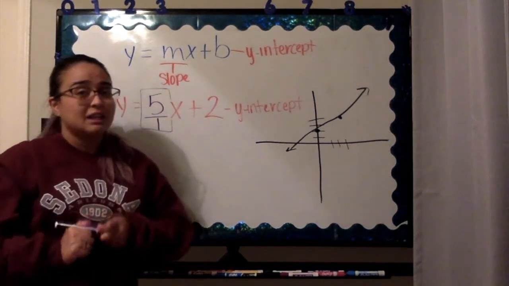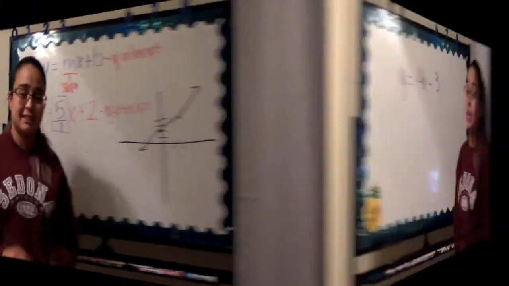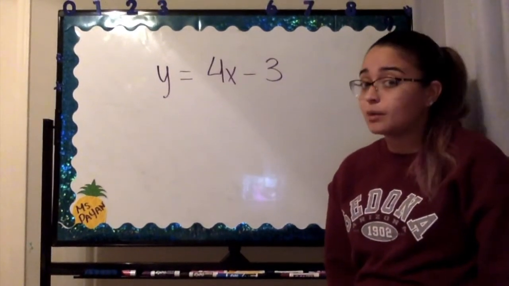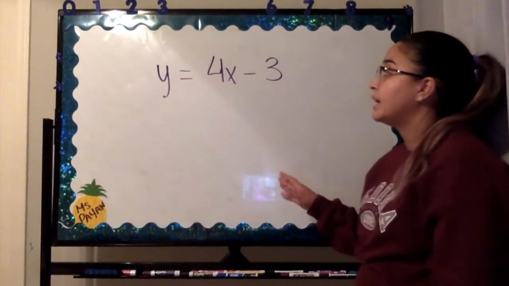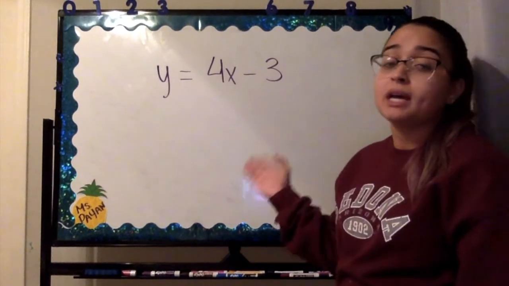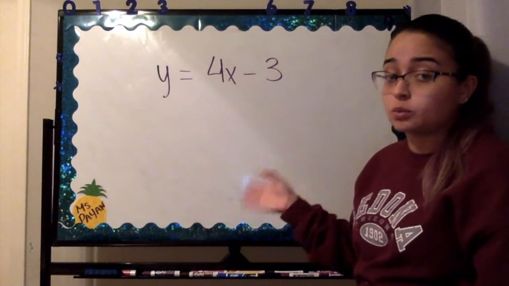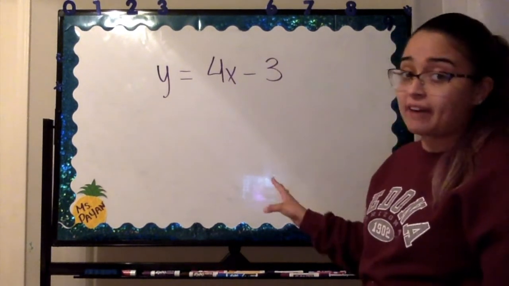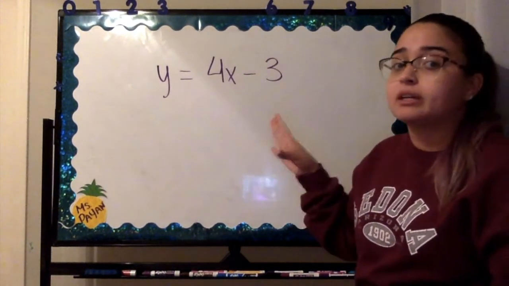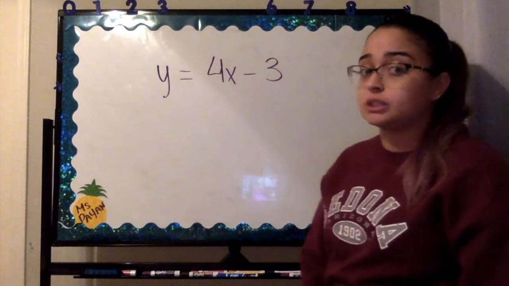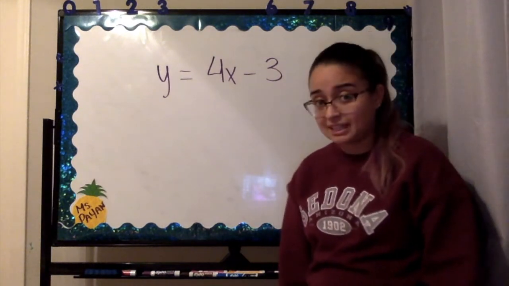Okay? Let's get into your assignment. For your assignment, I want you to go ahead and identify the slope and identify the y-intercept on this equation, as well as I want you to graph it. Remember, using elevator, elevator, walk. If you have any questions on the assignment, please do not hesitate and ask.